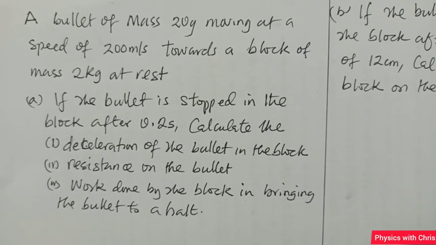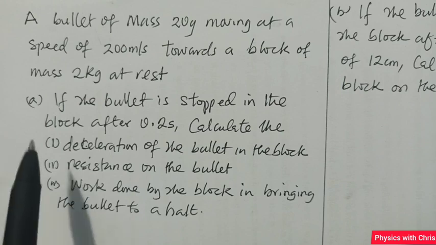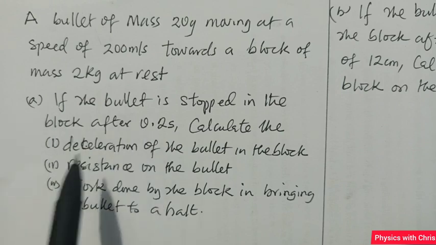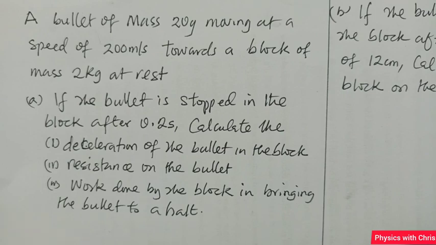I'll be looking at this question in this video. A bullet of mass 20 grams moving at a speed of 200 meters per second towards a block of mass 2 kg at rest. Now, this bullet did not just stop when it arrives at where the block is. It actually strikes the block. And here they said if the bullet is stopped in the block after 0.2 seconds, that is after moving through the block in a time of 0.2 seconds, calculate the deceleration of the bullet in the block.